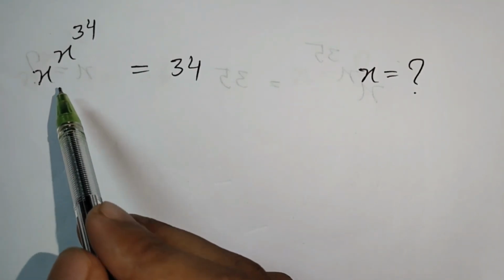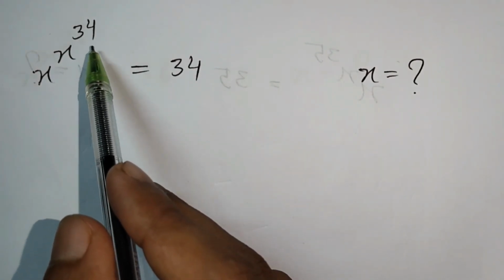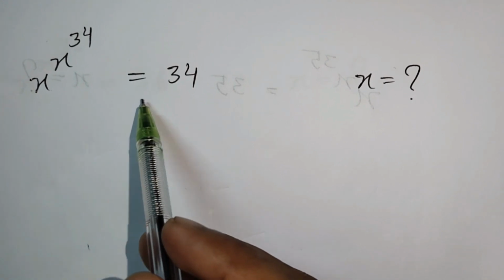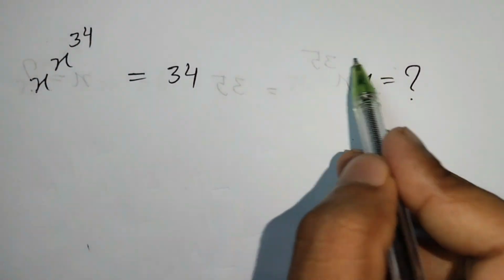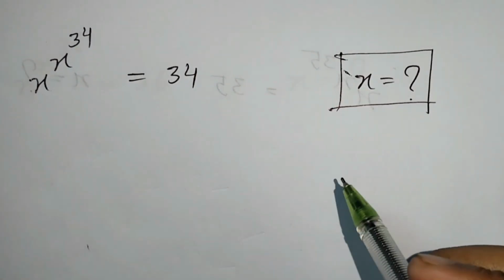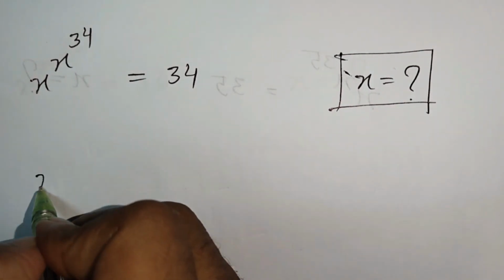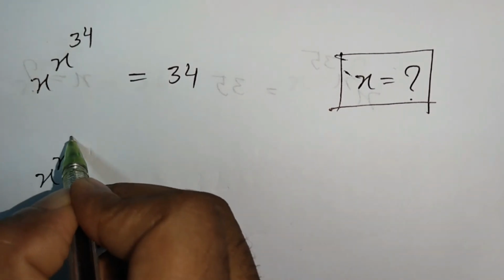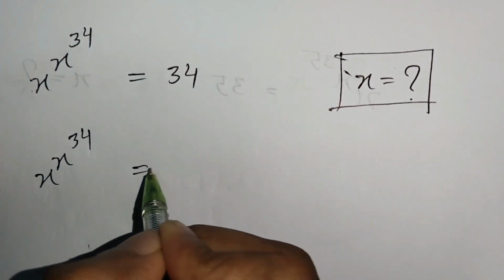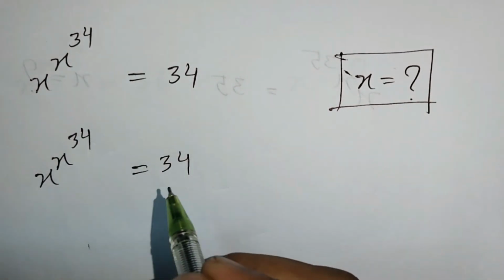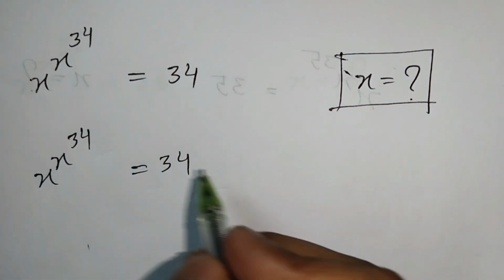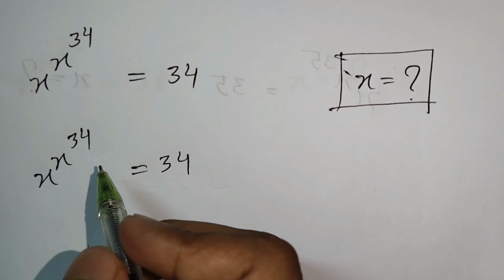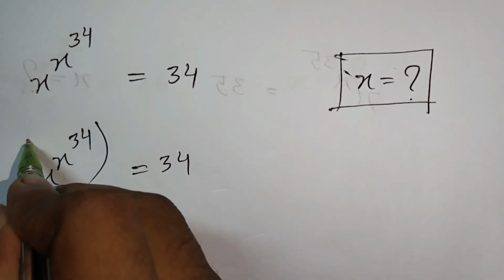How to solve x^34 = 34. Now I describe what is the value of x. First of all, x^34 = 34. Now we raise both sides to the power of 34.